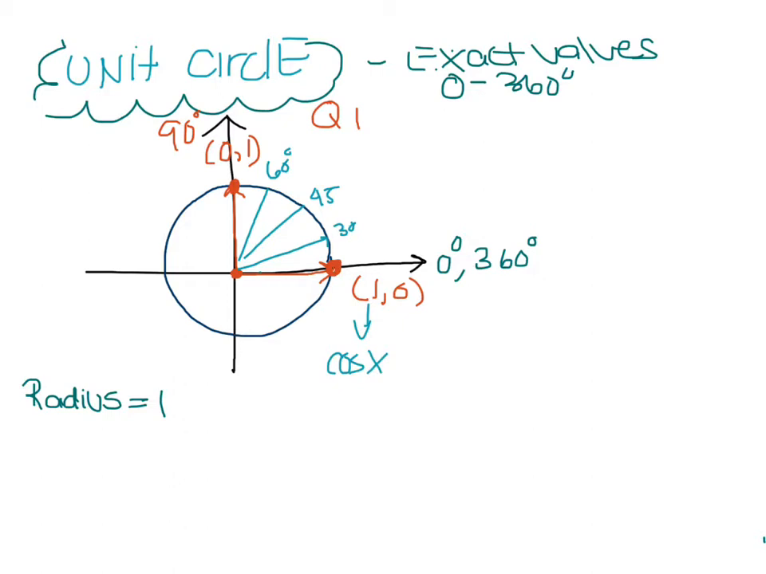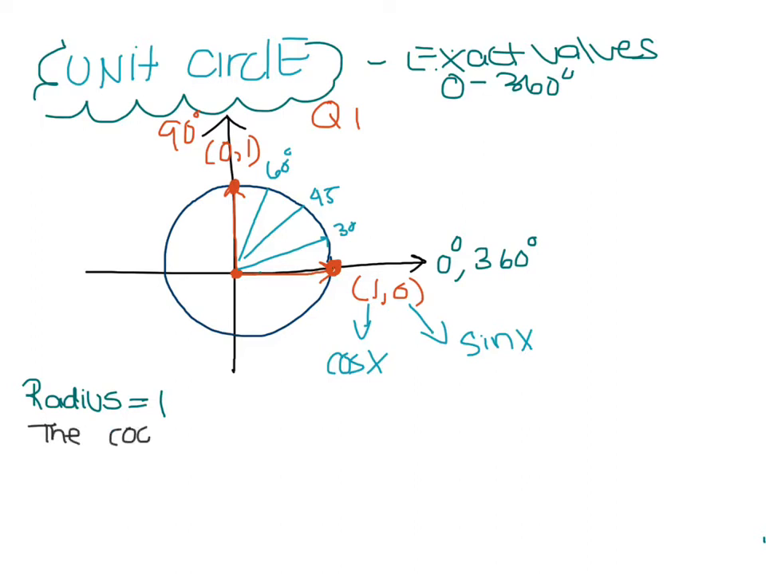And if I were to plug in sine 0 degrees, I would get 0. What I want you to pay attention to is that the coordinates of the points on the circle represent the exact values of that function. So let me write that down for you.